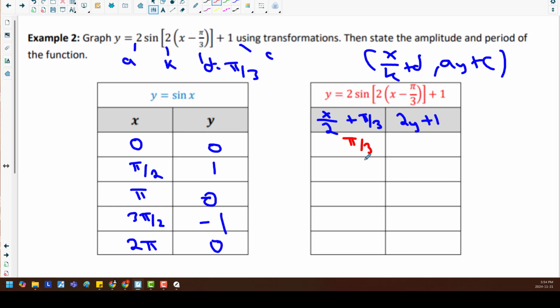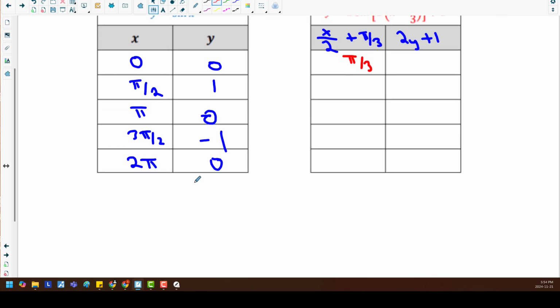Right? Now, plug in pi over 2. So I'm going to do a few of these in detail so you can see this. So pi over 2 divided by 2, right?